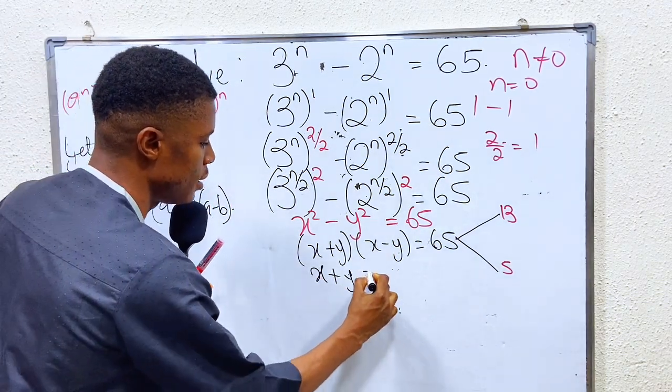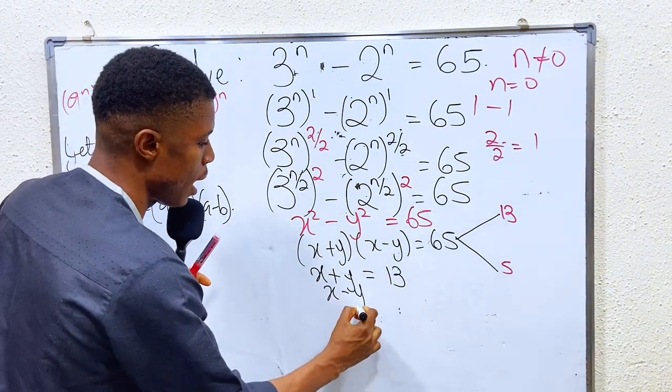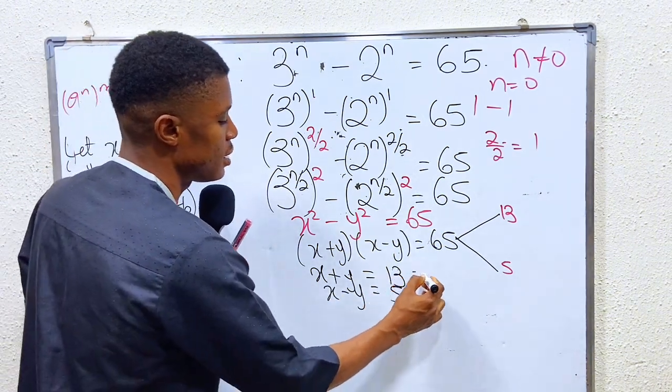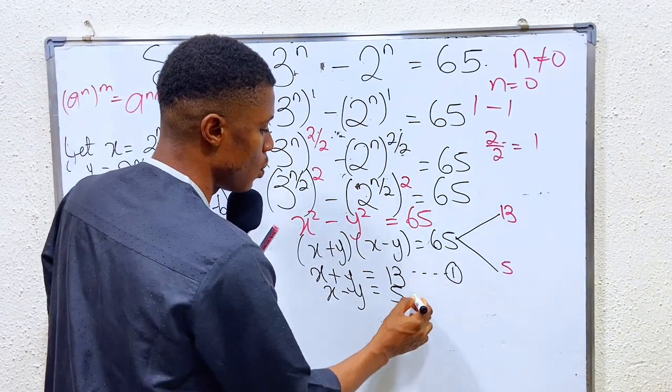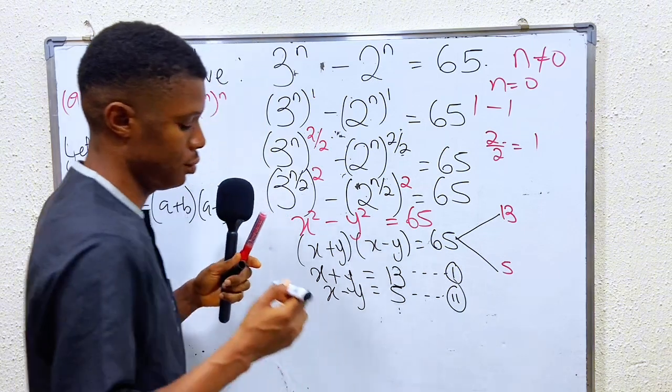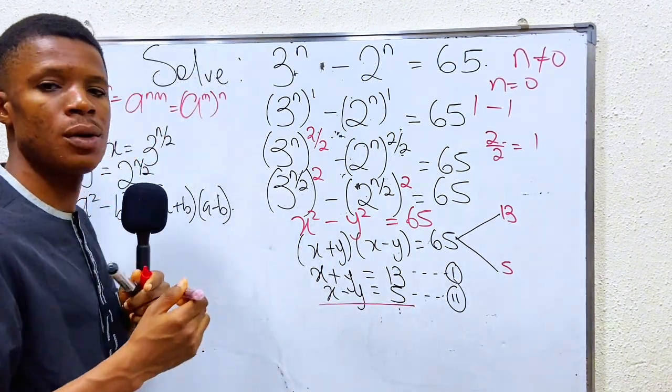So if we have that, we can now see that x plus y is equal to 13. Okay, then x minus y is equal to 5. This is now a clear simultaneous equation. This will be equation 1 and this will be equation 2. Once we have this, we are going to solve this simultaneous equation by the elimination method.